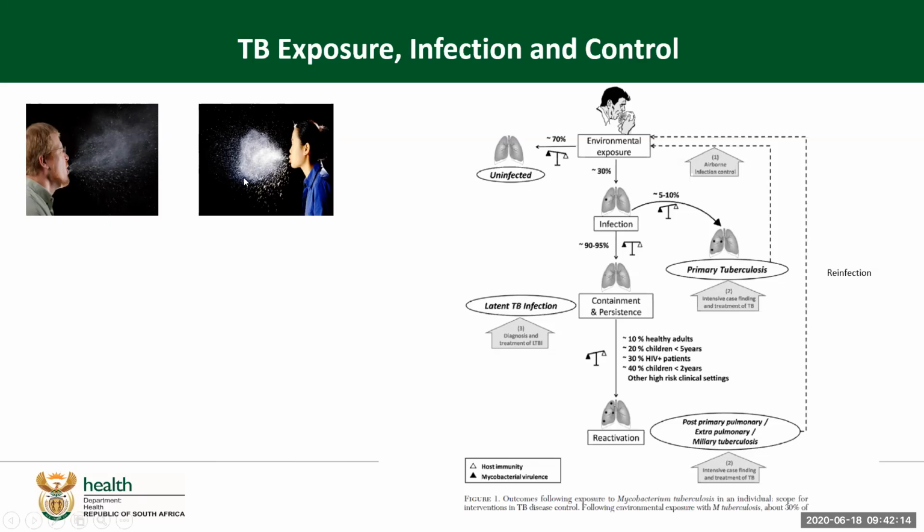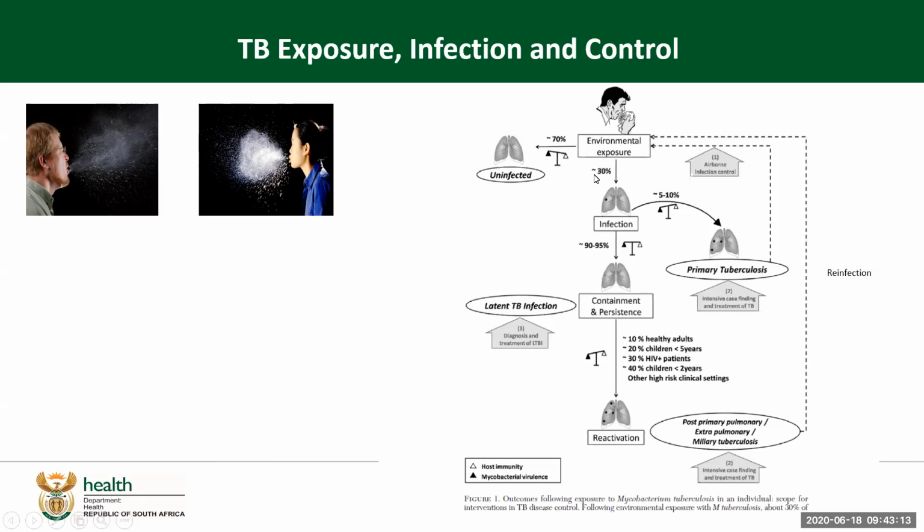So when someone with active TB of the lungs, pulmonary TB, coughs, sneezes, or speaks, they will emit small droplet nuclei that can remain suspended in the air for prolonged periods of time. It is said that these small droplet nuclei can become airborne and remain in the air for up to 24 hours in the absence of good ventilation, or if there is no ventilation at all. So if these droplet nuclei containing Mycobacterium TB remain in the air, it is known that about 70% of people who are exposed to these droplet nuclei will not become infected with TB. However, around 30% of those who are exposed to these infectious droplet nuclei will become infected with TB.